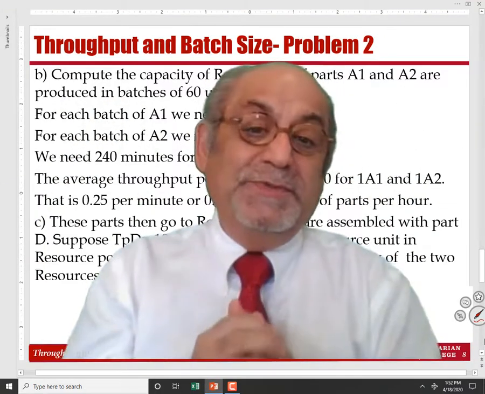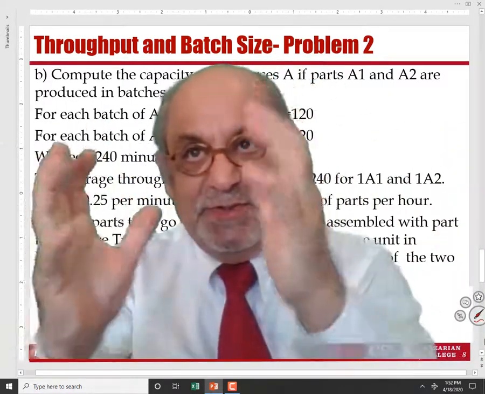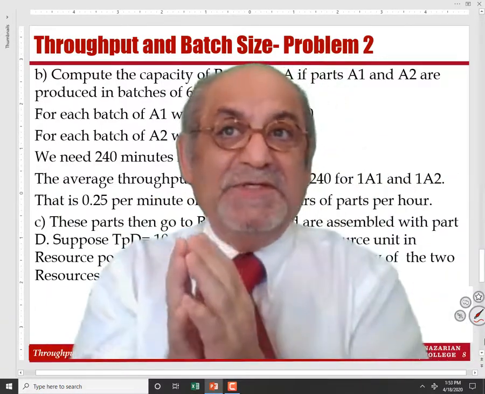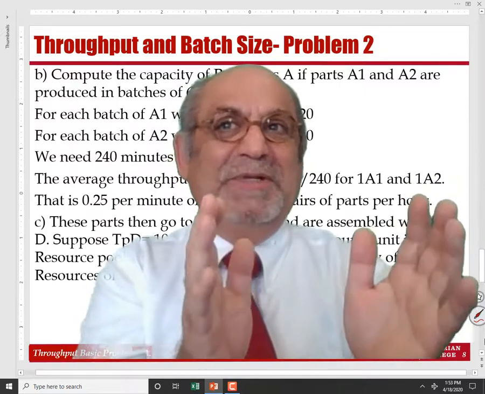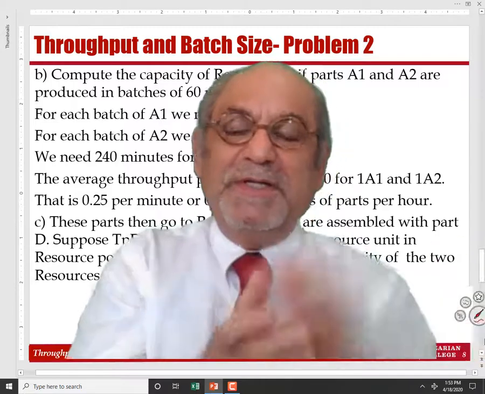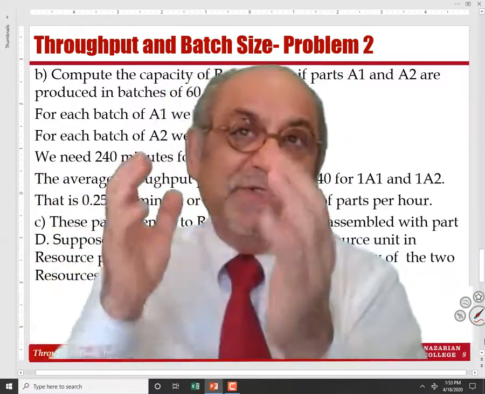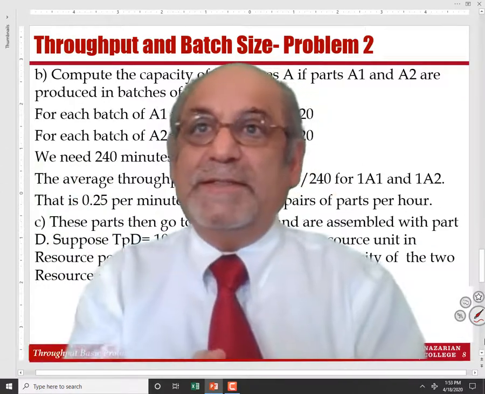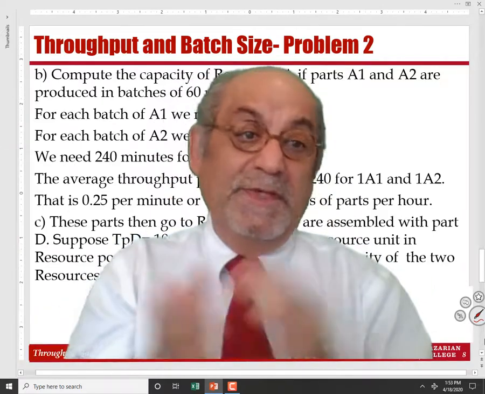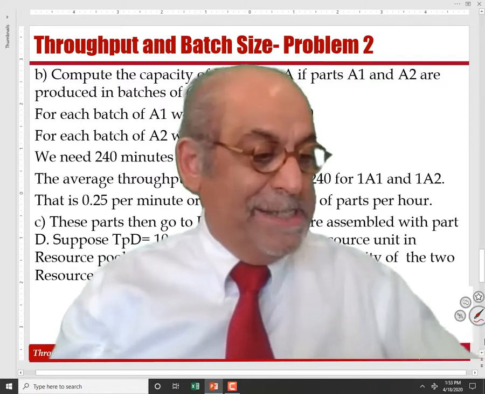Now, what should I do to balance the capacity of these two resource pools, resource pool A and resource pool D? Cycle time of resource D, I know it is 10 minutes. Every 10 minutes, one part D can go out. Now I should make sure that the first station, station A, can also send one part A1 and one part A2 out per minute. Let's see how it can be done.